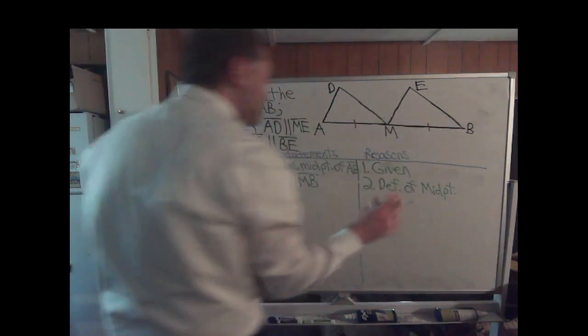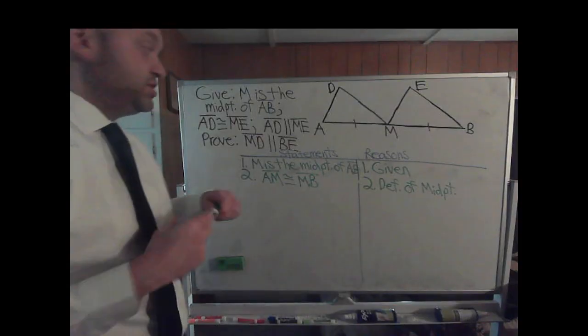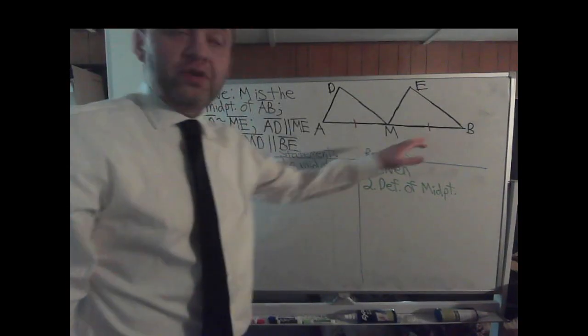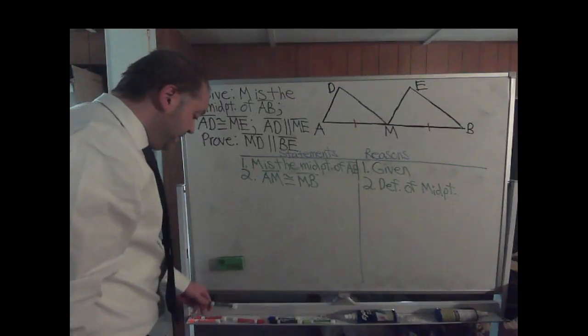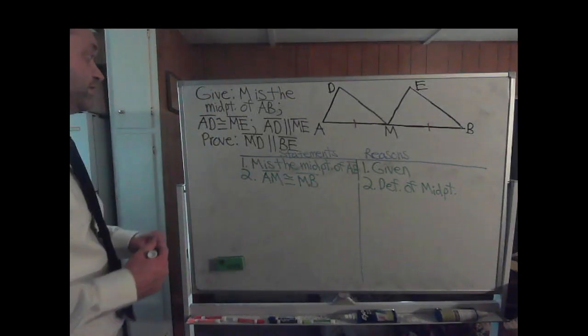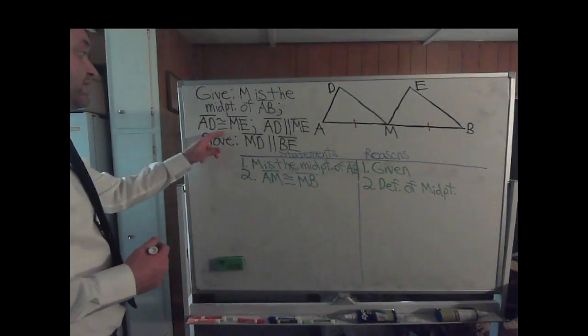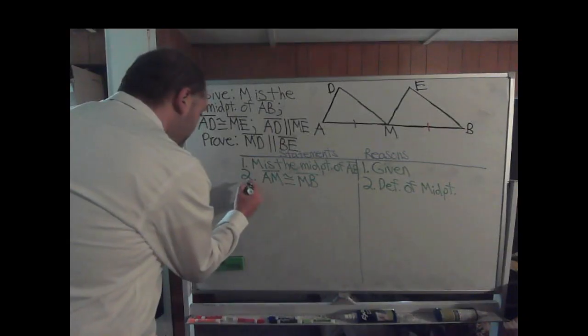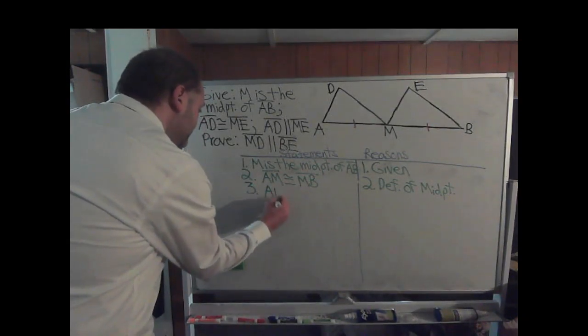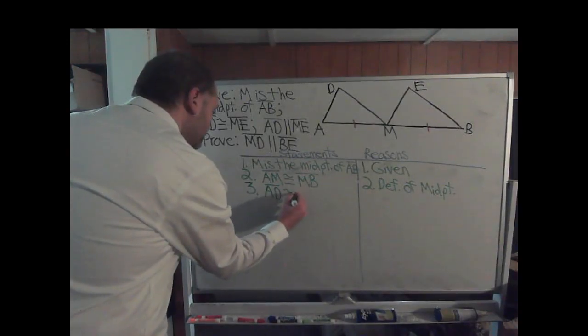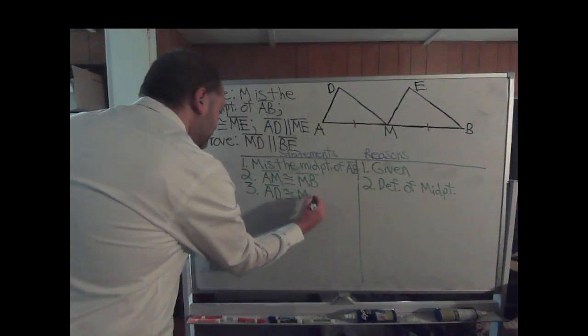Alright, so out of one piece of given information with these two triangles, we already have one pair of congruent sides. We're getting somewhere. Now, what's the next piece of given information that we have? We have that AD is congruent to ME. Step 3 is that AD is congruent to ME.